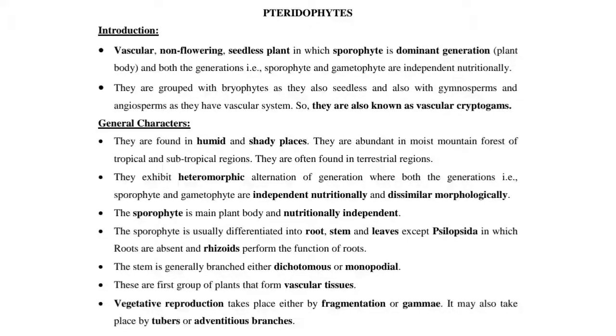The sporophyte is usually differentiated into root, stem and leaves, except Psilopsida, in which roots are absent and rhizoids perform the function of roots. The stem is generally branched, either dichotomous or monopodial. These are the first group of plants that form vascular tissues. Vegetative reproduction takes place either by fragmentation or gemmae. It may also take place by tubers or adventitious branches.